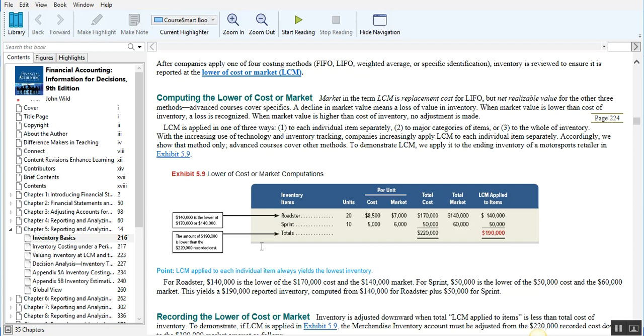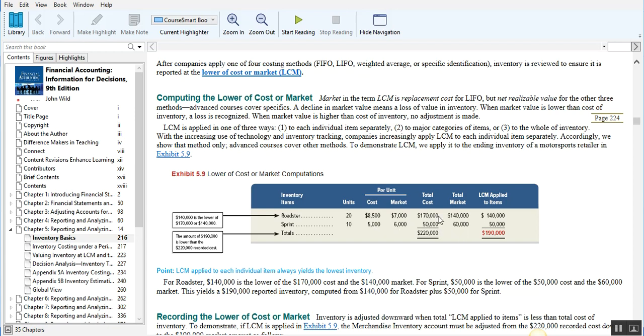you have in inventory. So when you look at this, they've got some inventory items here: Roadster and Sprint, 20 units and 10. Cost here is $8,500. Cost here is $5,000. For Roadster, the market value per unit is $7,000. For Sprint, it's $6,000. So the total cost, if you take the 20 units times the cost per unit of $8,500, is $170,000. And then here you're going to take the cost of 10 units times $5,000 for $50,000.